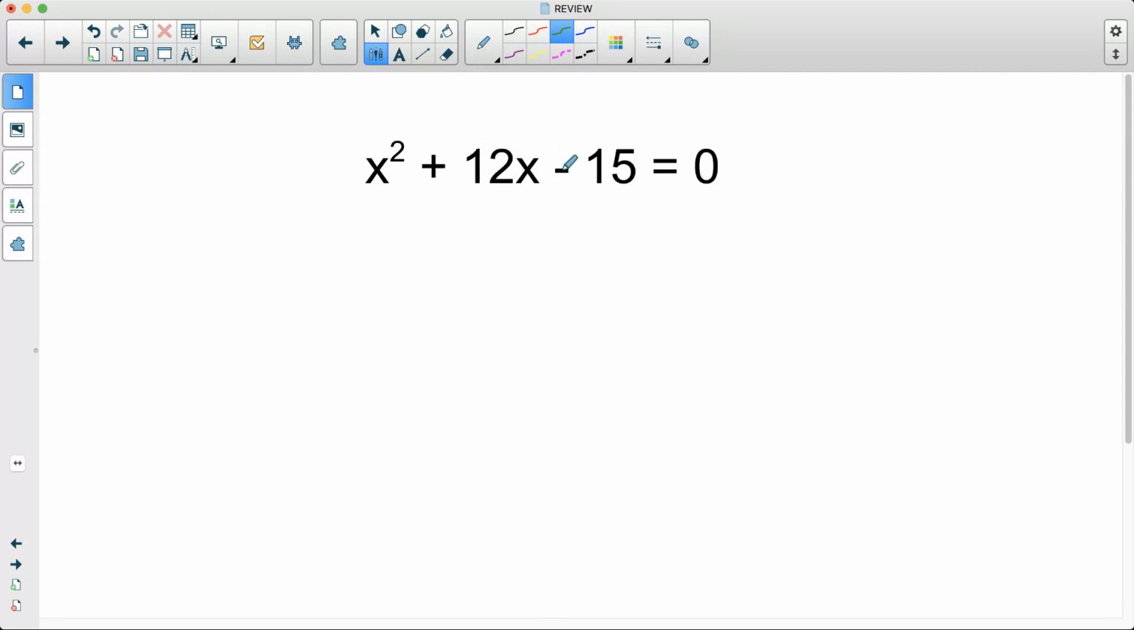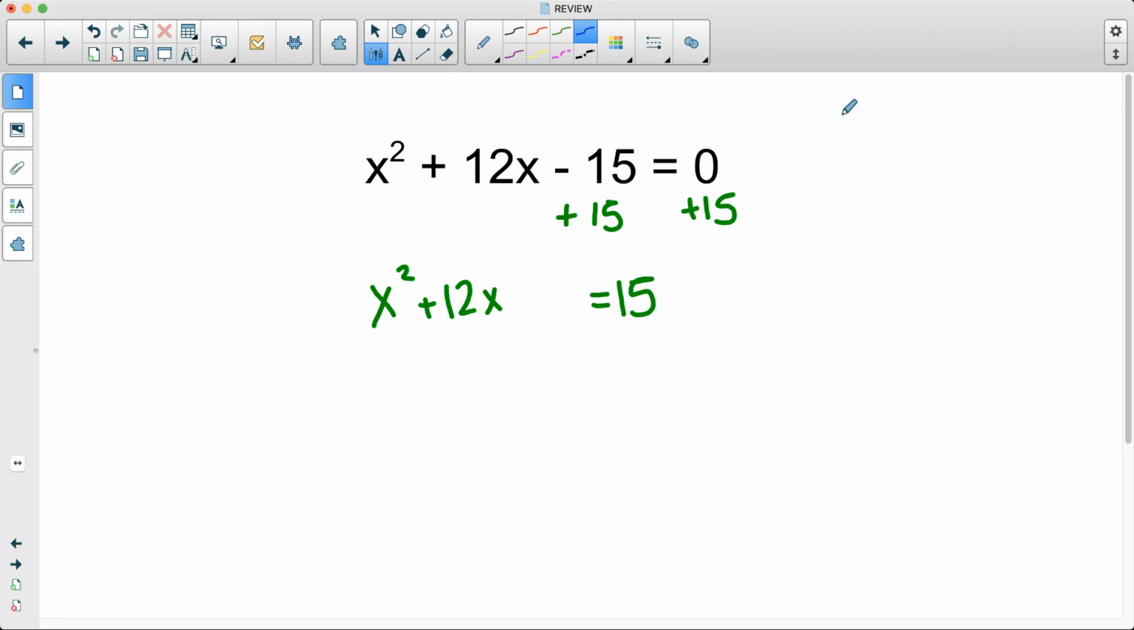Since this is minus 15 and I'm moving it to the other side of my equal sign, I need to do the opposite, so I need to add it to both sides. So I'm going to rewrite what I have, x to the second plus 12x, I'm going to leave a little space here, is equal to 15. Now what I want to happen is I want this left-hand side here to be a perfect square trinomial. And whatever I add to this side, since this is an equation, I have to add to the other side.